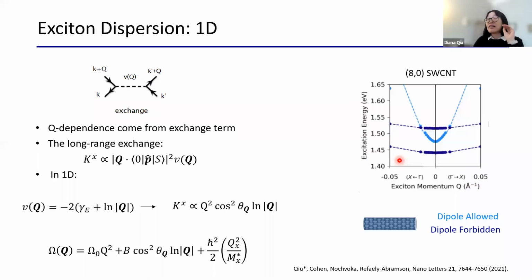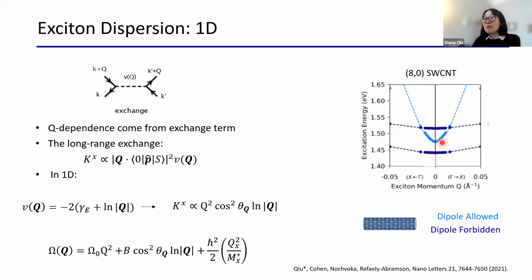And then finally, if we go down to 1D, we find that the Coulomb interaction behaves as this function containing the natural log of the absolute value of q. So this means that the exchange has a dependence on q squared times cosine squared theta times the log of q. And if we look at the exciton dispersion in the single-walled carbon nanotube, we see for the dipole forbidden excitons, the exchange is 0, so the dispersion is parabolic.